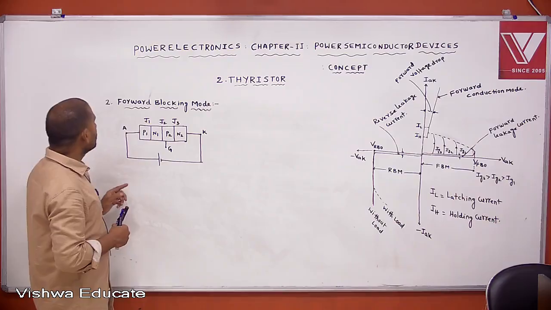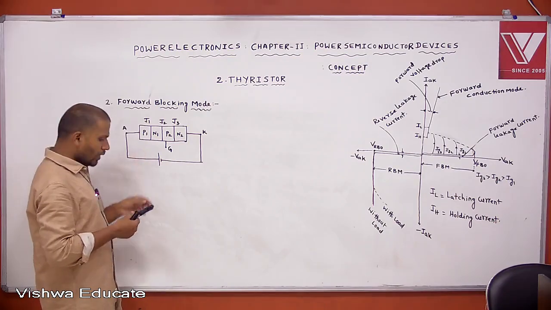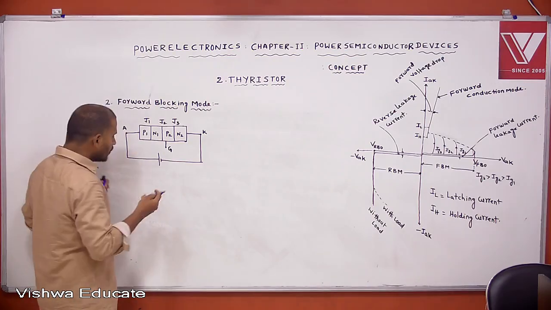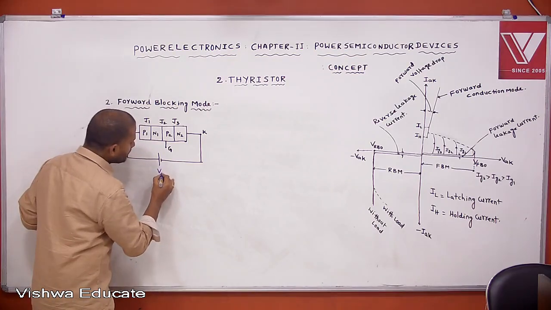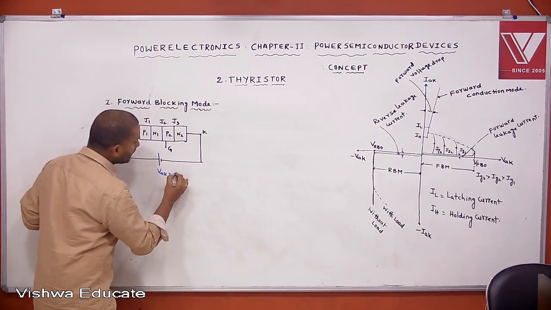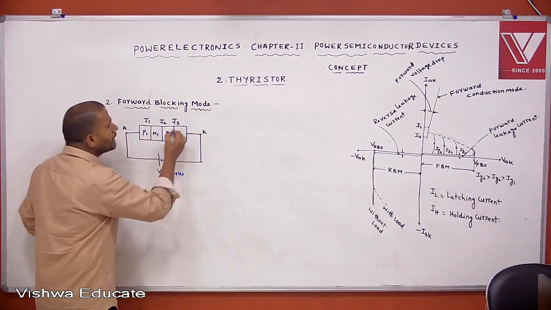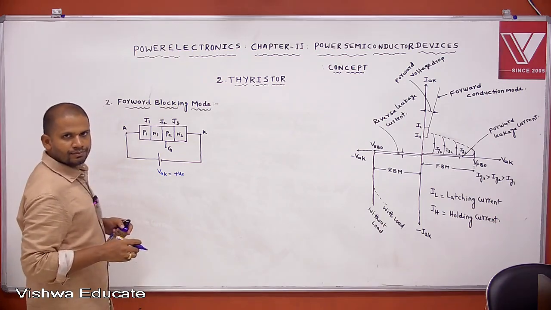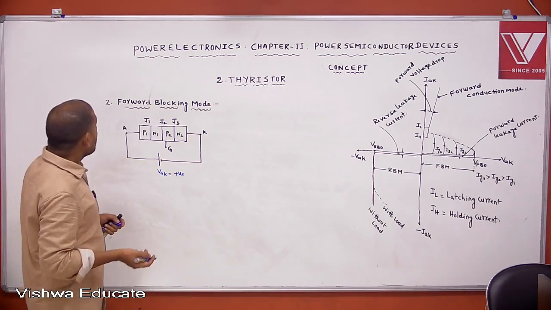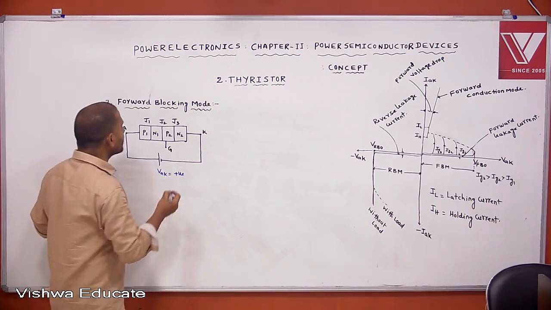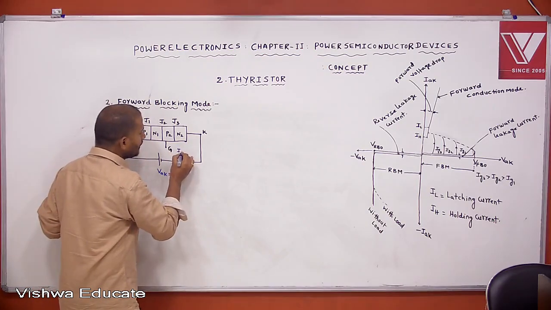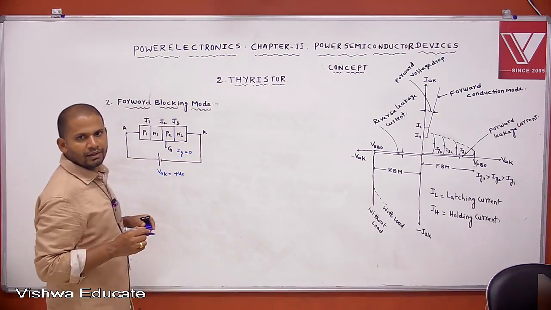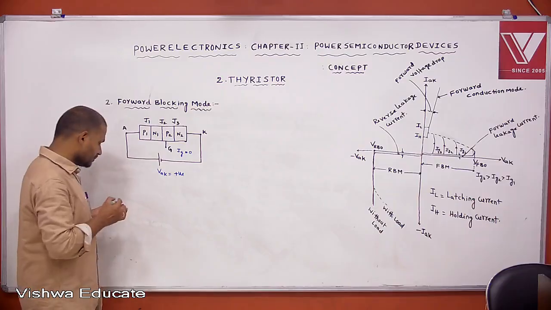In forward blocking mode, you want to make the anode to cathode voltage positive. That means the anode is connected to the positive plate and the cathode is connected to the negative plate. Now with this bias, what are the observations? Still I am not connecting the gate supply, that is, gate current equal to 0.